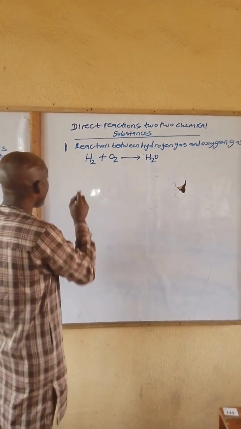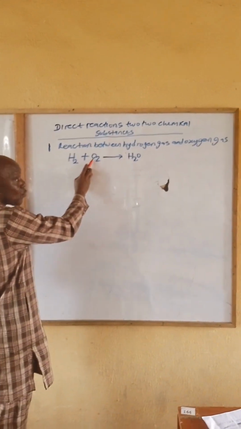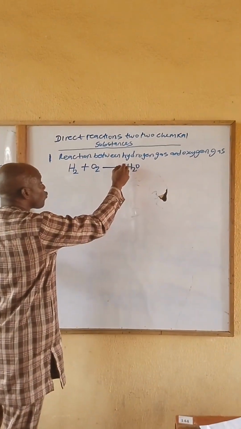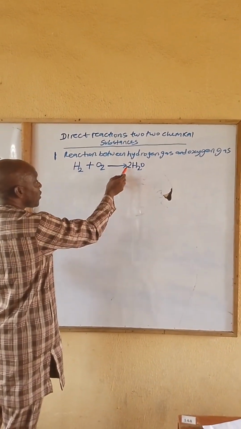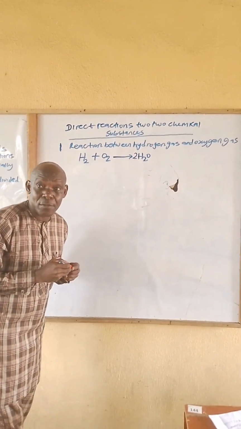So this has two atoms, this has two atoms. Oxygen has two atoms here, but it is having one here. So the next thing to do is to put two here, and the two you are putting in front of the water is representing both hydrogen and oxygen. Everybody should take note of that.